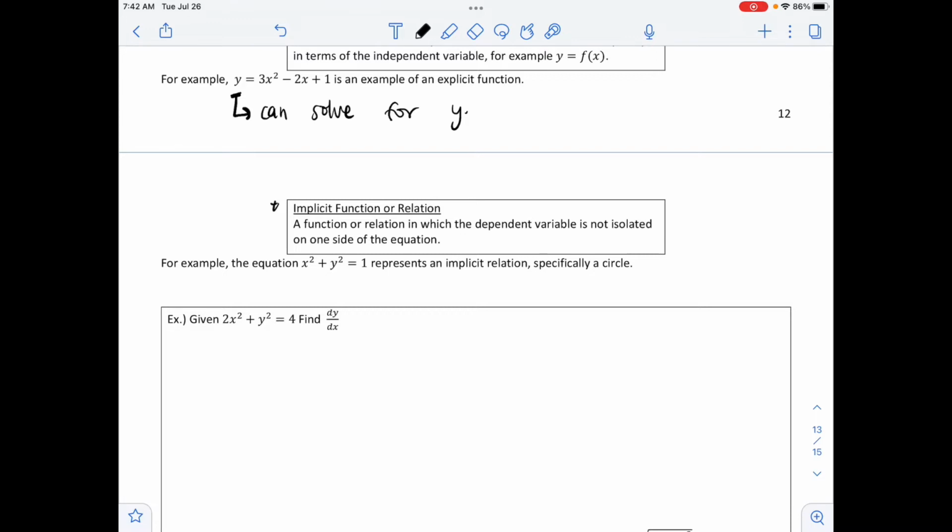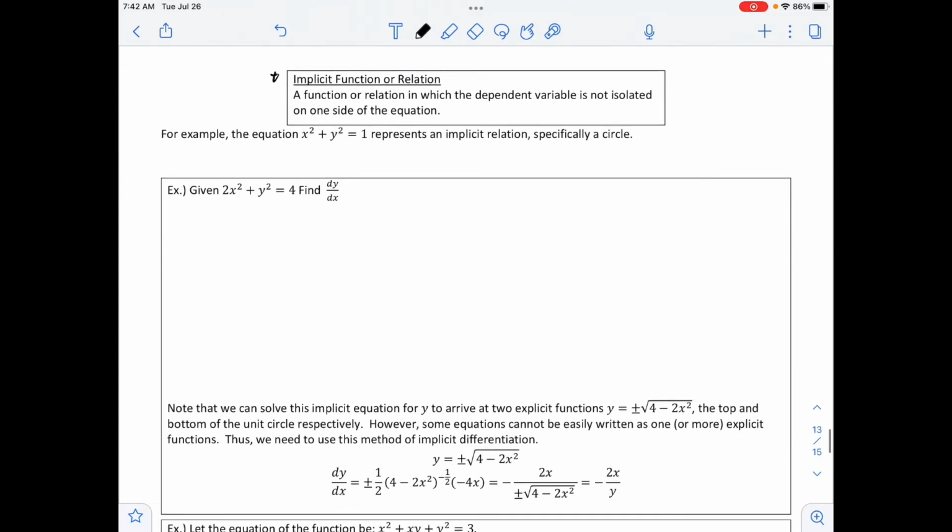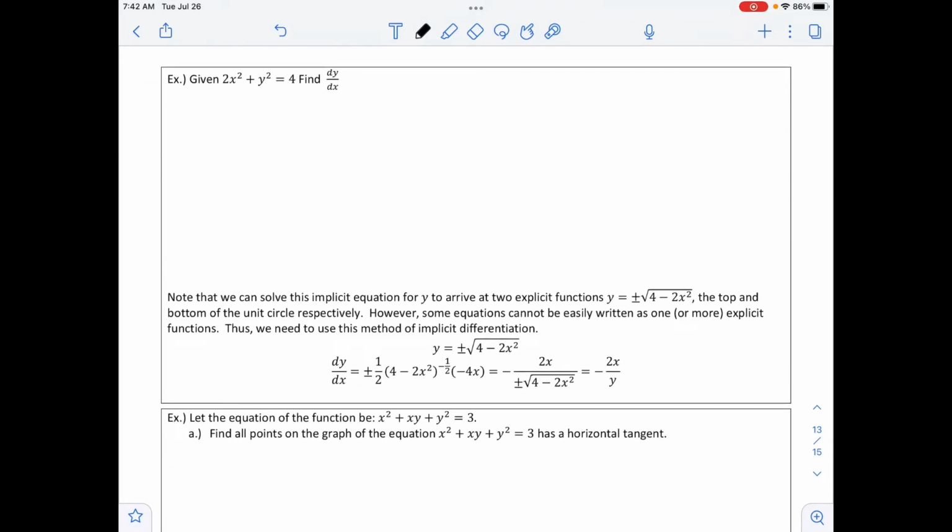So the example down below says given 2x squared plus y squared equals 4, find dy/dx. And so we have a couple different things here. First thing is technically you could solve this for y, and that's the note that's down here at the bottom. But I'm going to leave it in this form and take the derivative. And so since it's asking us to find dy/dx, it's asking for the derivative with respect to x.